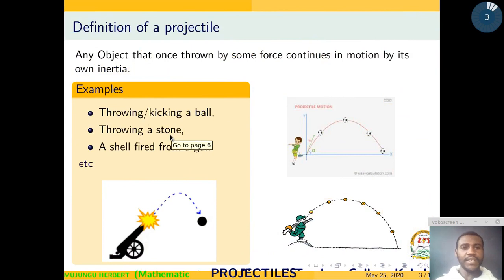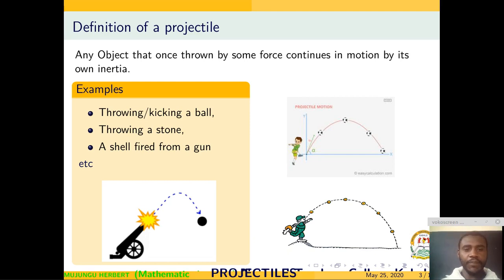So what is a projectile? A projectile, as you can observe in the diagrams in this slide, this is a ball, a shell from a cannon gun, a stone, so like an object thrown. So a projectile is an object that was thrown by some force, and continues in motion by its own inertia. You can see the examples. There are other examples, but we have not put them on this slide, like e.g. a mango falling from a mango tree.